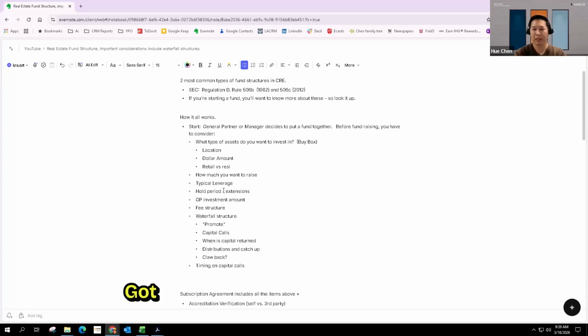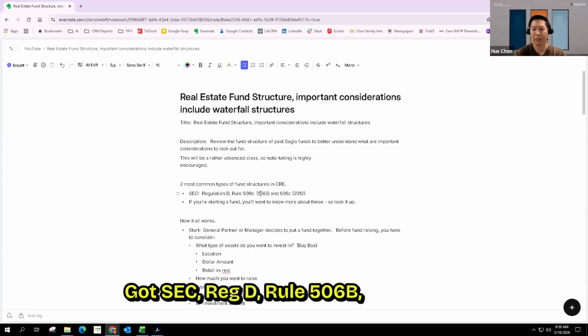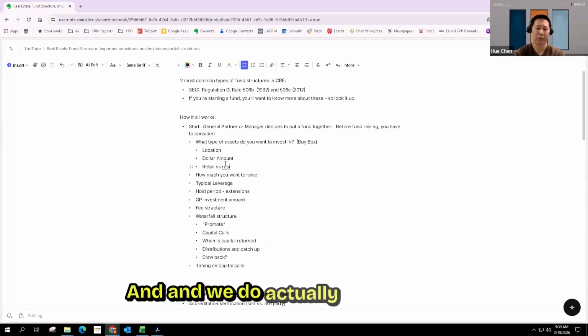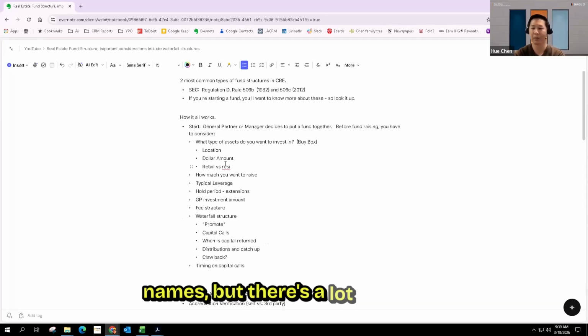So you've got SEC, Reg D, Rule 506(b), 1982, 506(c), 2012. Definitely look it up. And we do actually register with the SEC. I can tell you, not to name names, there are a lot of people that do start funds that don't register with the SEC. That's common. It's a compliance thing, but it's not like you have to re-register every year. Let's just say if you didn't register, people wouldn't find out unless something went wrong, and they're like, oh my gosh, this is a private placement and they never registered. So it's a little bit of self-governing, but the consequences of not doing it are fairly severe. So you definitely want to do it.